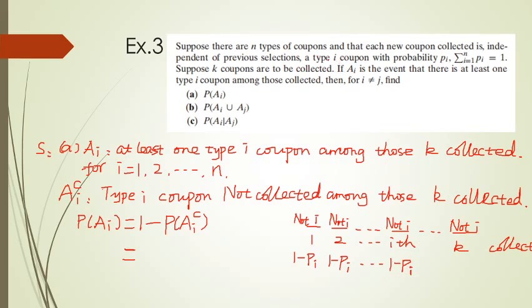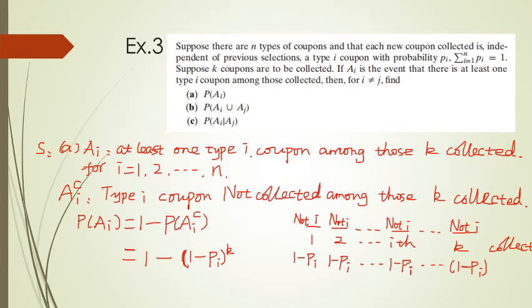We mark the types 1, 2, 3 until n, and those are the positions for the K collected coupons. Until the Kth collected coupon, it's not I, so it will be the other n minus 1. To choose the other n minus 1, the probability will be 1 minus pi. So what is the probability type I coupon is not collected among those K collected coupons? That will be (1 minus pi) to the K. So that is the probability for AI's complement.